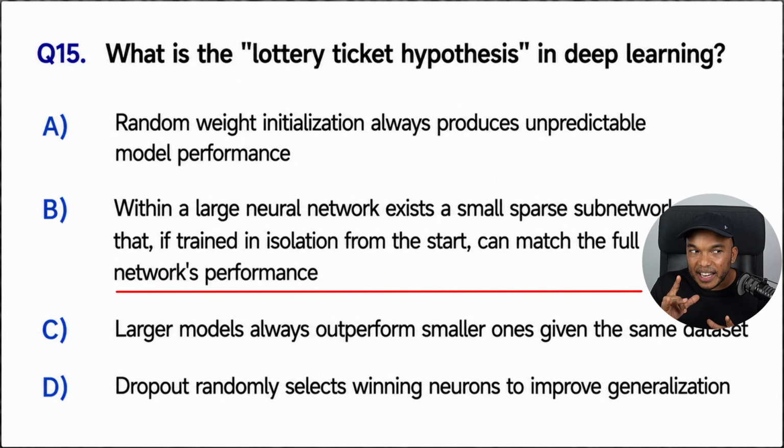So if you could identify and then just train that small subnetwork from scratch, that same subnetwork that does most of the heavy lifting, you're going to get the same performance at a fraction of the size and cost of training the large neural network itself. So that's essentially what the lottery ticket hypothesis is.